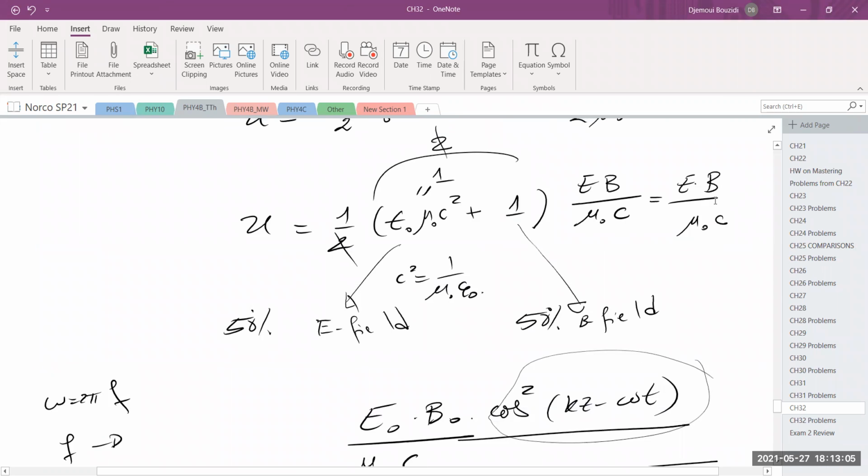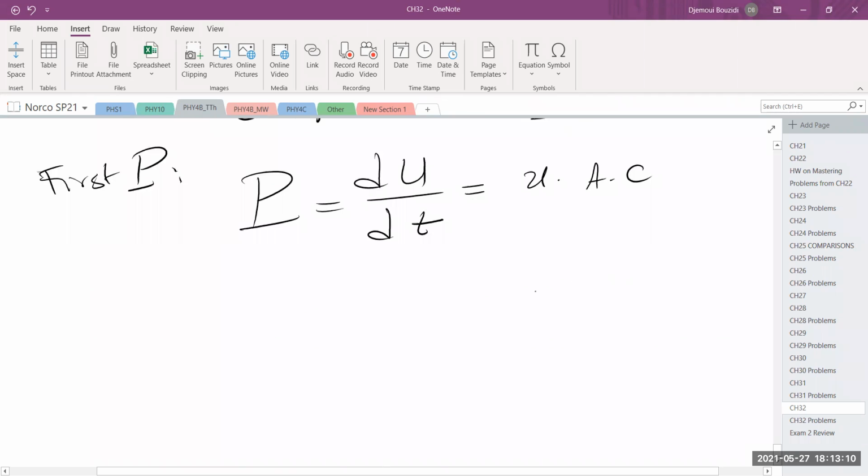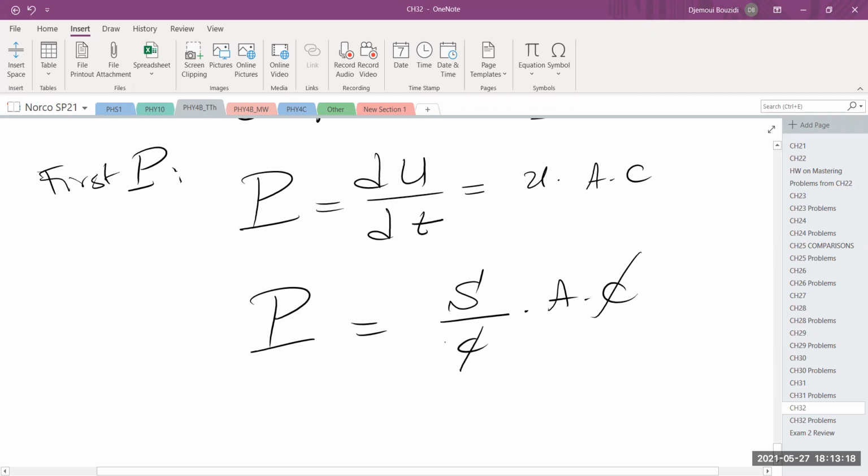It's S over C. That is what the energy density is. So then this expression, the power, then becomes S over C times A times C. The C cancels from both of them, and the power then becomes SA. So this is the power.